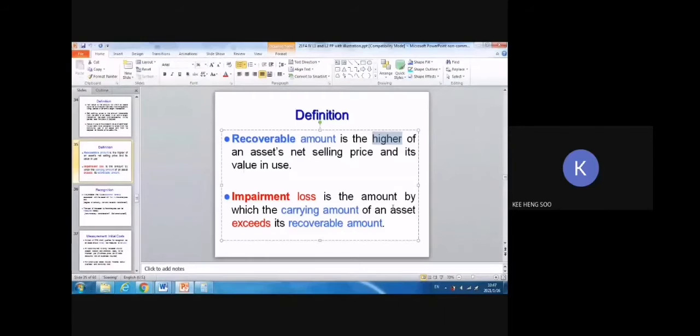If I can get only 3 cents more, then I had better sell it now. 330 versus 320. Instead of waiting until 2 years later, I get 3 cents only. So for the recoverable amount, I choose the higher figure. And in next week's lecture, I'll cover what impairment loss is. If my carrying amount of 350 is more than the recoverable amount, that is impairment loss.